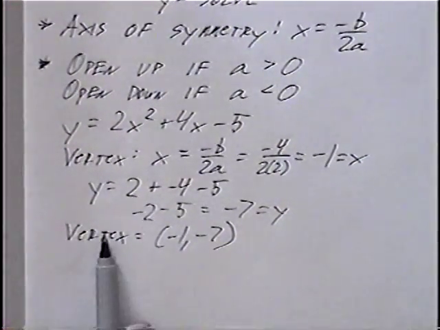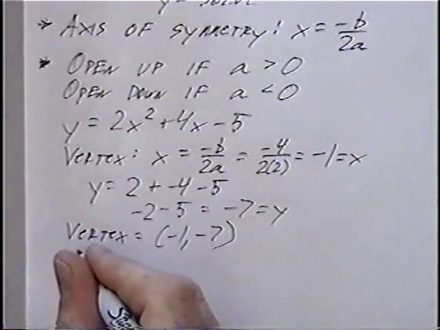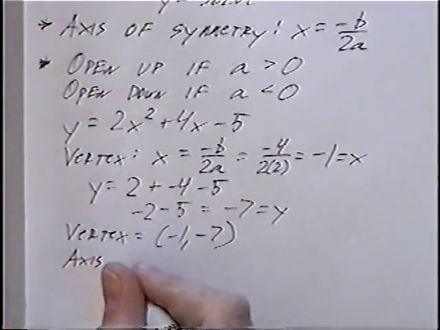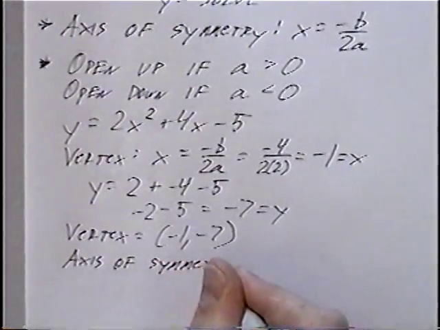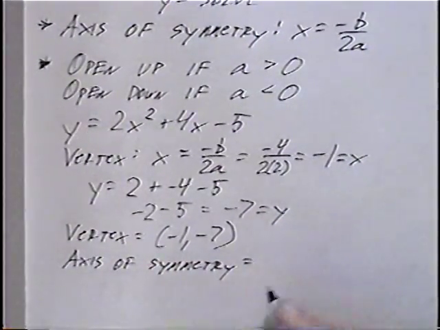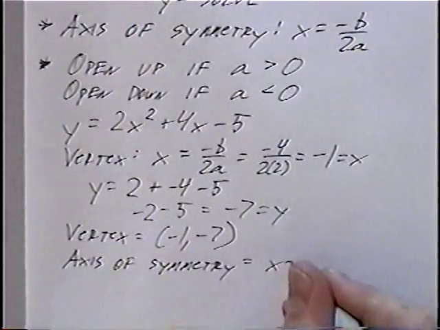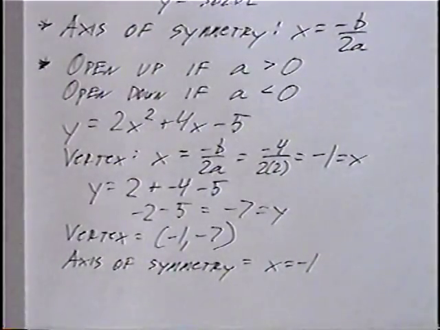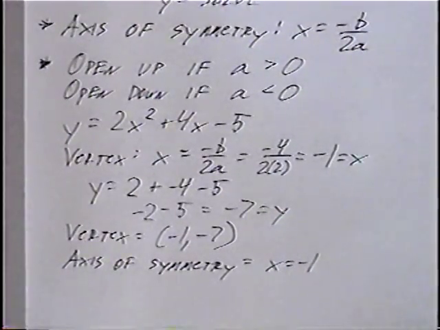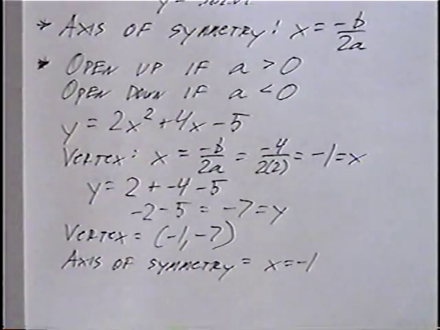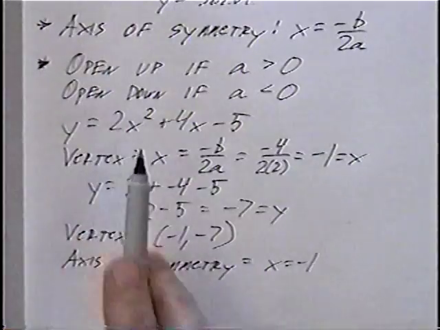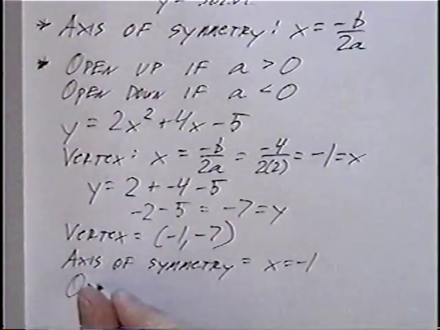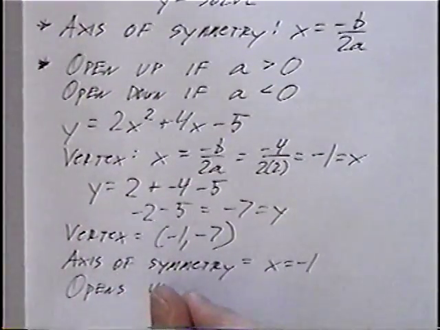The axis of symmetry, again, is the same equation. But it is just the x value, so it's just negative 1. And this parabola either opens up or down. Looking back at the equation, we have a positive 2x squared. If the x squared is positive, then this graph opens up.